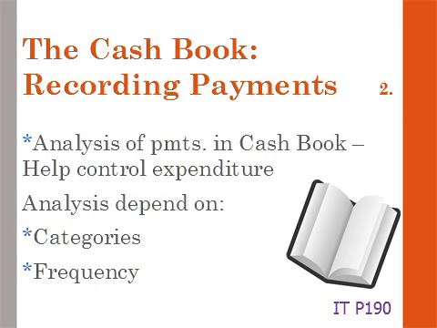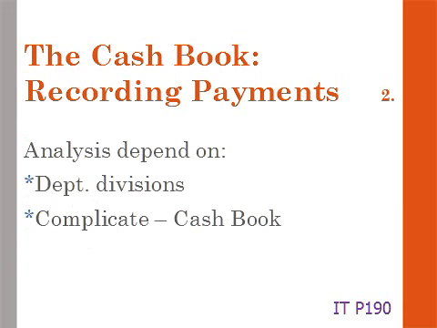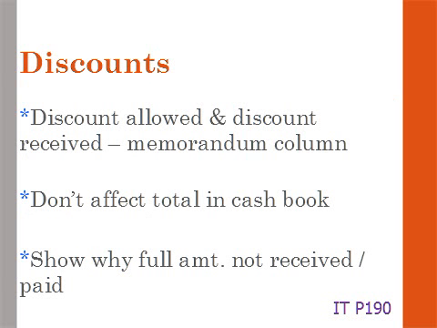2. An analysis of the payments in the cash book helps control the expenditure of the business. The analysis depends on the categories of purchases, the frequency in which they purchase the goods in each category, the way that the business has set up its different departments and divisions, and how complicated the cash book is. Discount allowed and discount received are recorded in a memorandum column in the cash book, because they do not affect the total cash received or paid. They are recorded in the cash book, to show why the full amount of the invoice that is due, is not being paid or received.